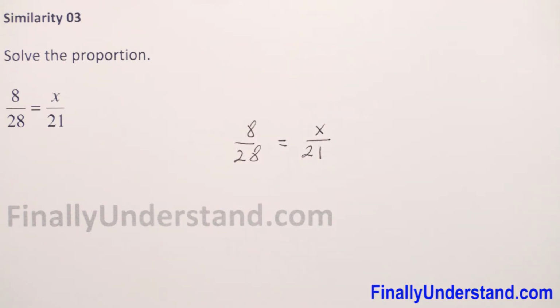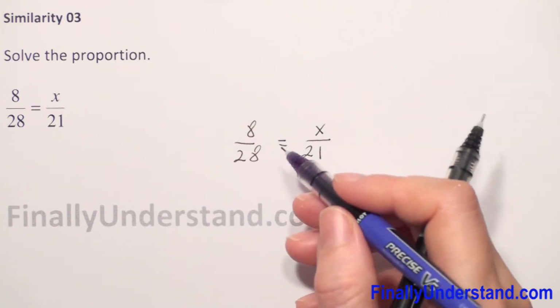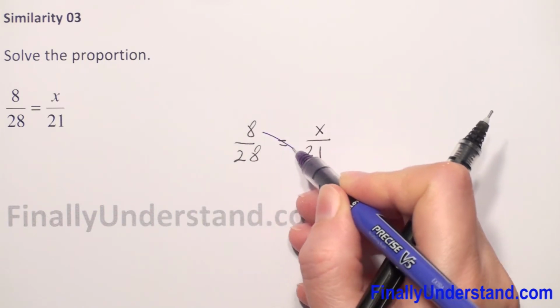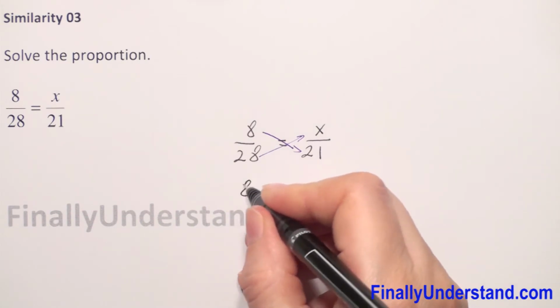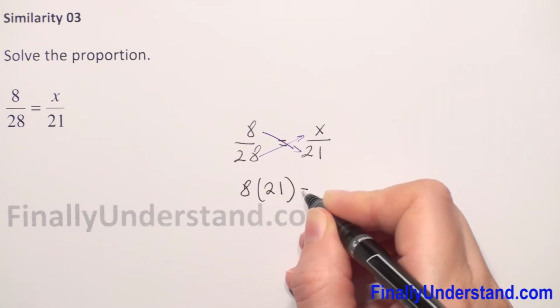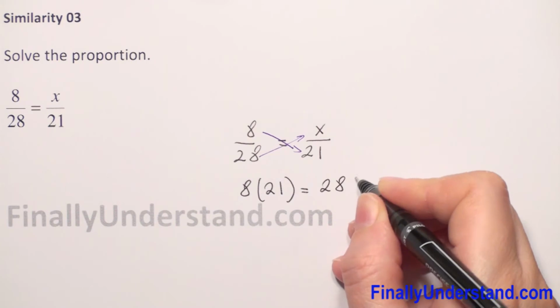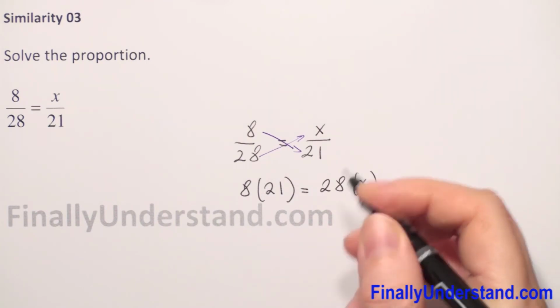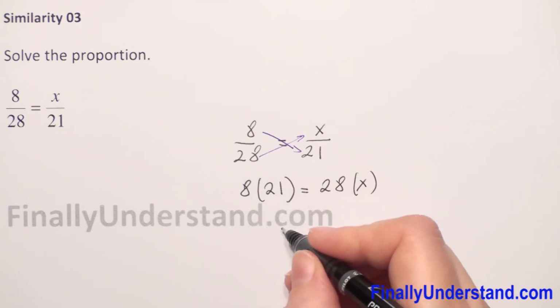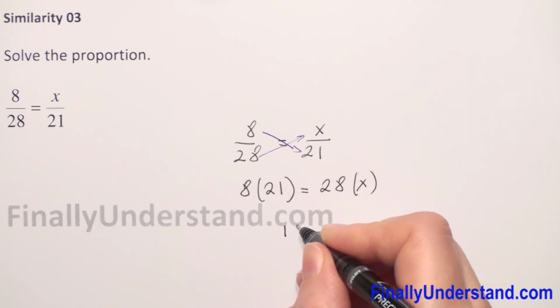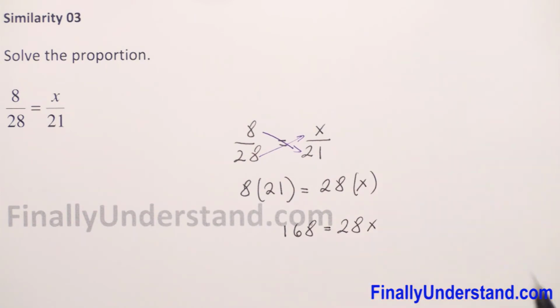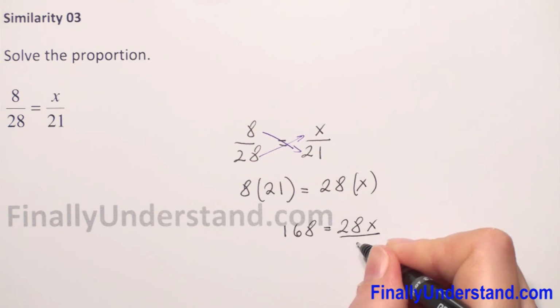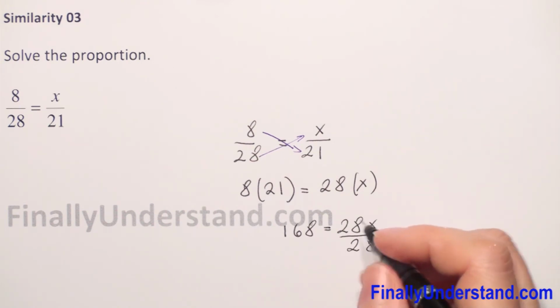First, we have to cross multiply. So we will multiply numerator times denominator and denominator times numerator. So we have 8 times 21 is equal to 28 times x. So 8 times 21 is 168, which is equal to 28x. Now, because we need to find x, we will divide both sides by 28.